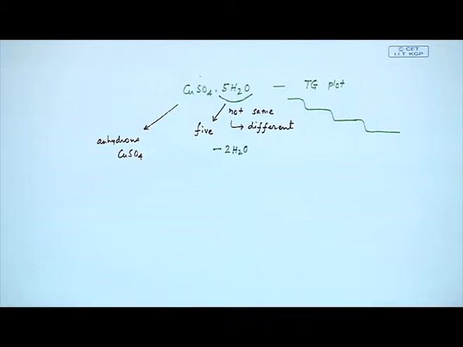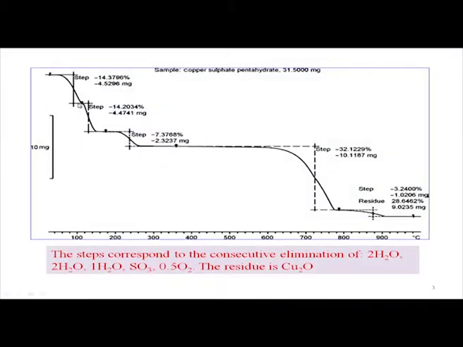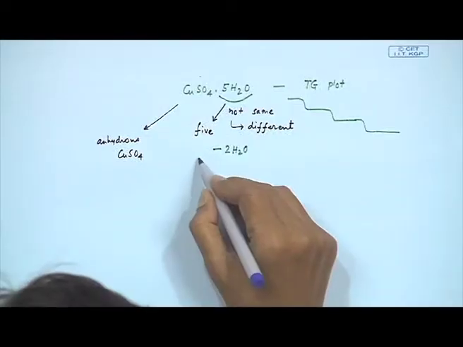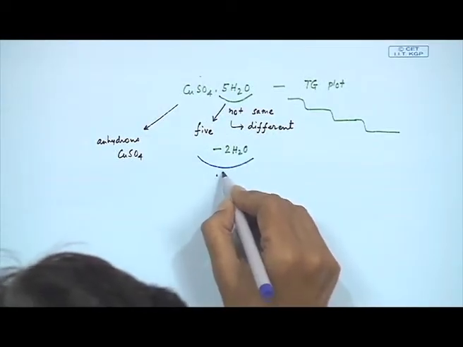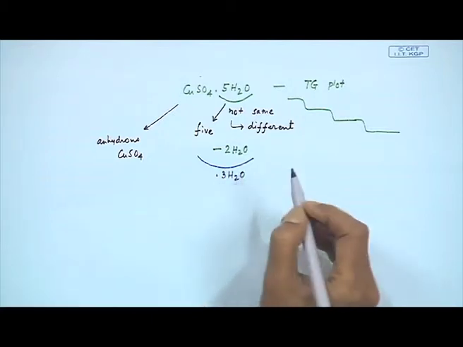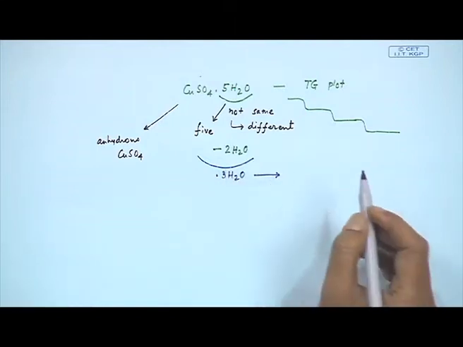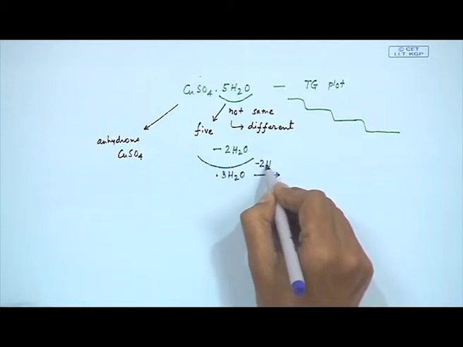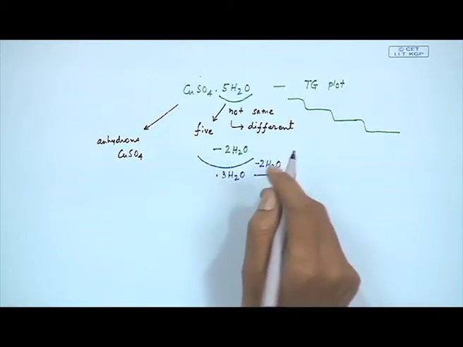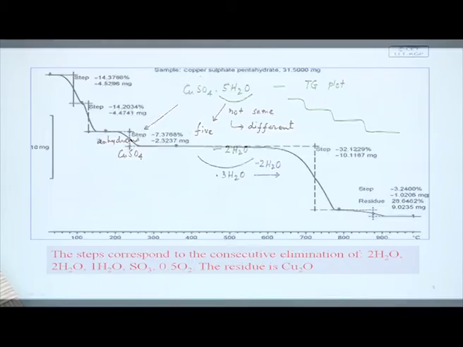What we get at that particular point, if there is a good baseline, but we do not have that good baseline, means the stability of that particular step is very low. That means the stability of the species formed there, which after removal of 2 water molecules is copper sulphate trihydrate, is not much. So it immediately goes for the loss of another 2 water molecules. These 2 are almost consecutive, but at 2 different temperatures. So this is being completed.